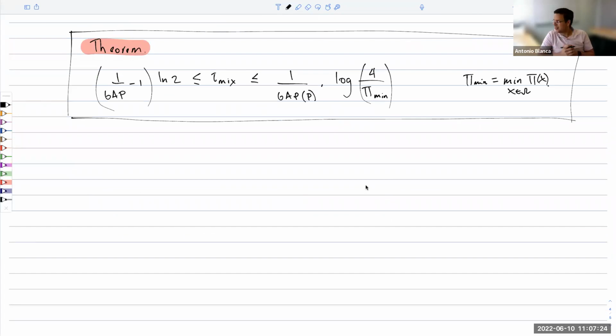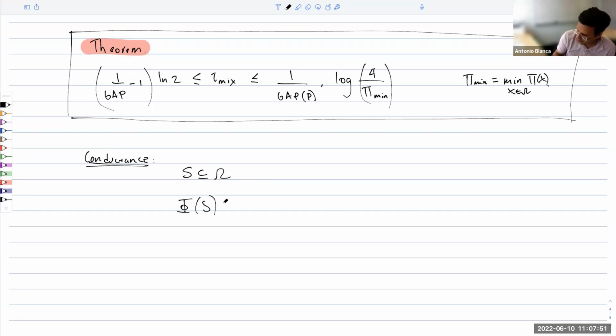bounding the eigenvalues, as I was saying, is not an easy task, but we have this combinatorial way of bounding the eigenvalues, that is this notion of conductance. So the conductance, this is the definition: the conductance of a subset of the state space is defined like this.